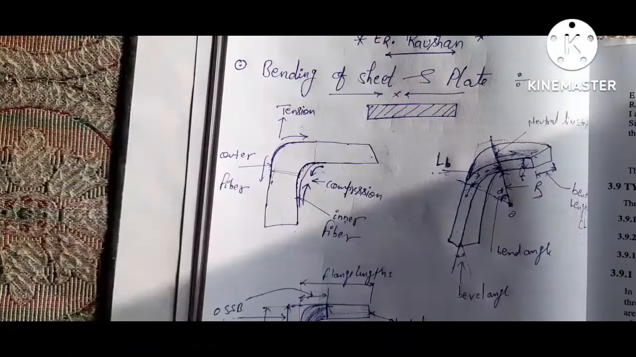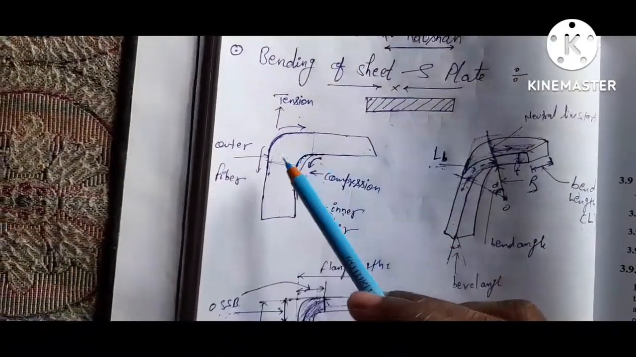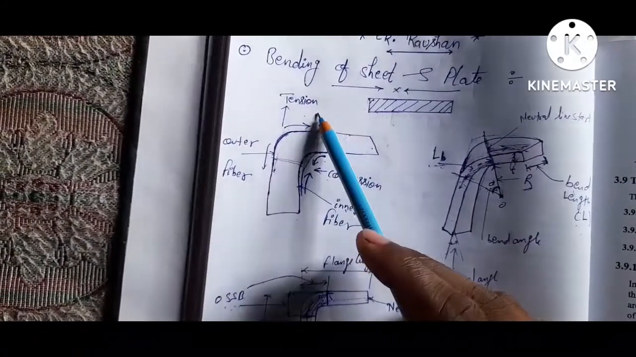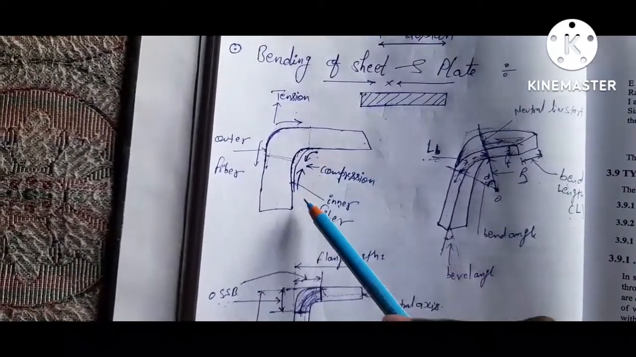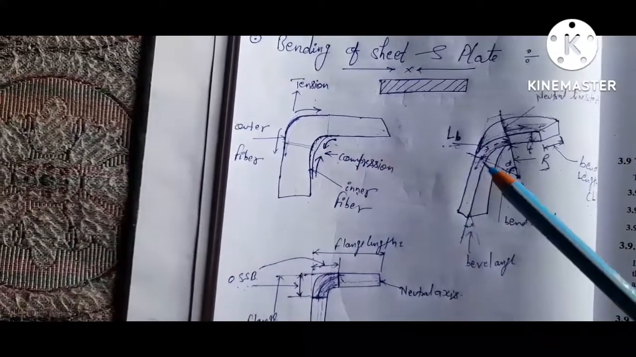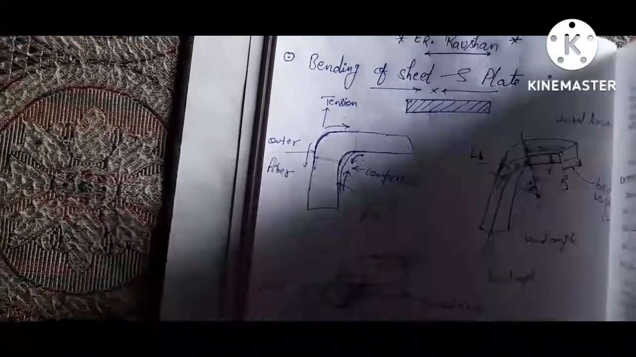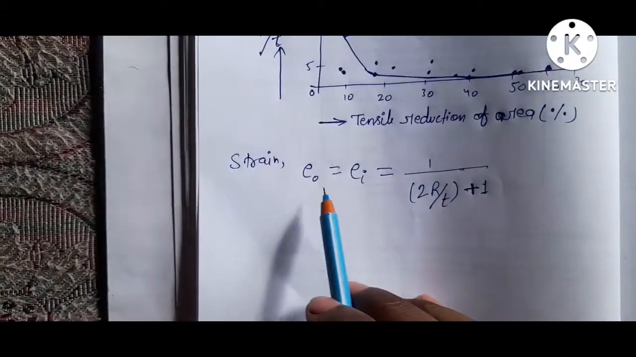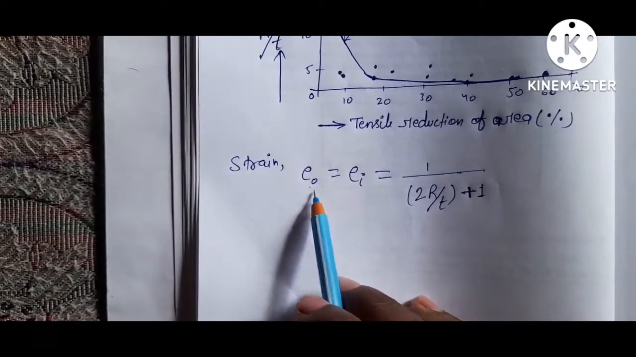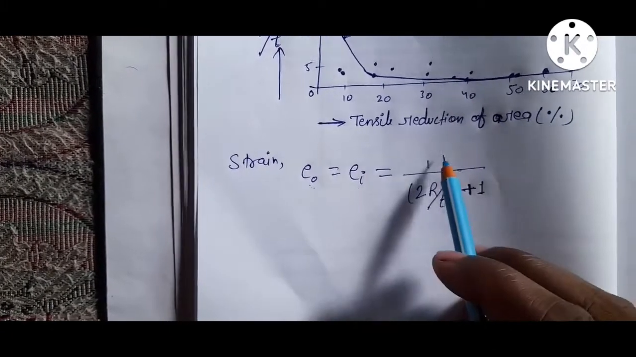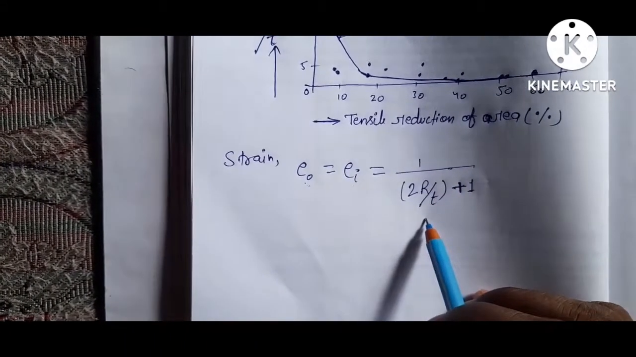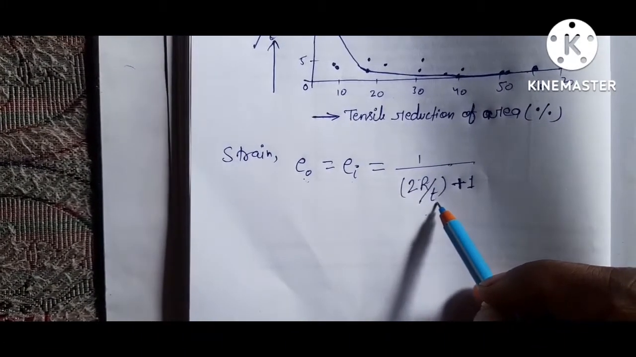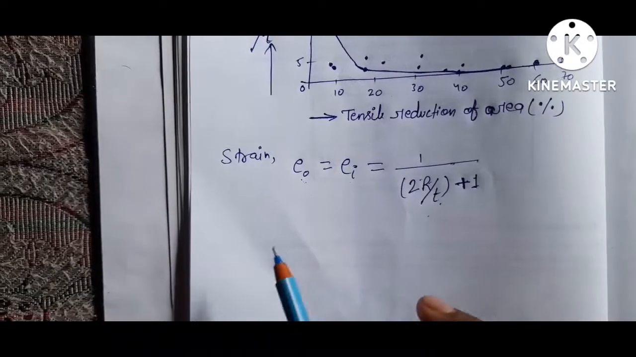Here I will discuss it. Friends, in this section you see that in a bending operation the outer fiber is in tension and the inner fiber is in compression. So what is tension and compression? True stress in tension and compression. Friends, you know the outer strain equals the inner strain equals 1 divided by (2R divided by T plus 1), where R equals the bend radius and T equals the plate or sheet thickness.